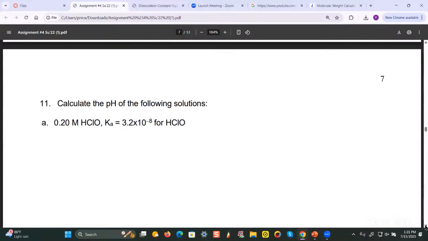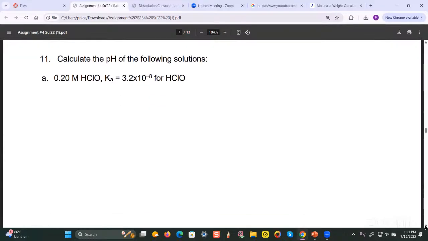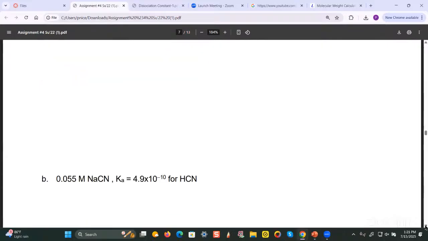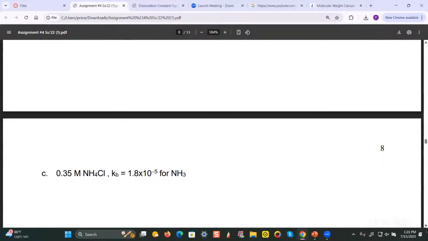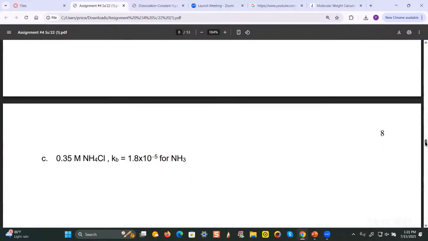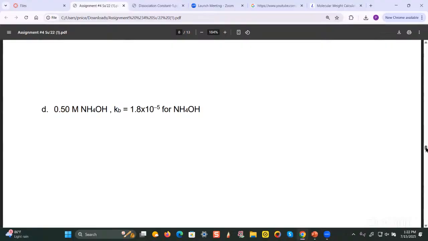Okay, I'm going to leave 11A for you to attempt on your own because it's very similar to some questions we did before. Let me see, 11B. You won't be able to do 11B. Let me check 11C if there's one. Okay, so basically, let's scroll down and see what's happening. Okay, so you should be able to do A and D. You won't be able to do B and C.